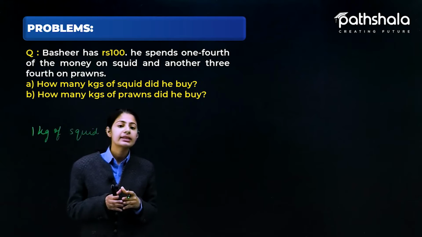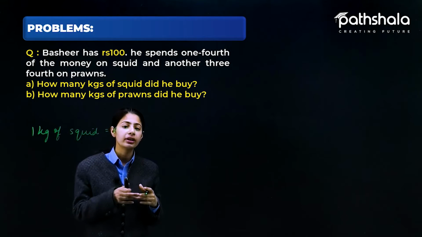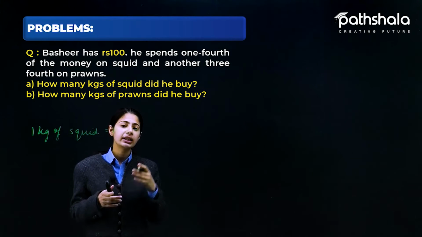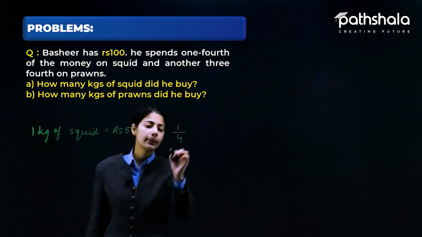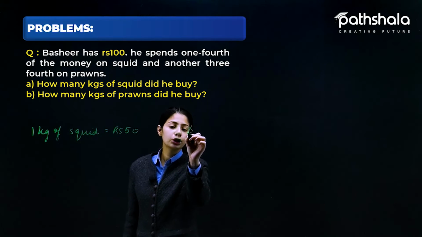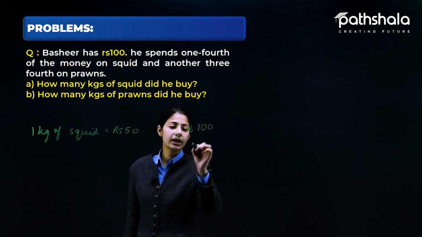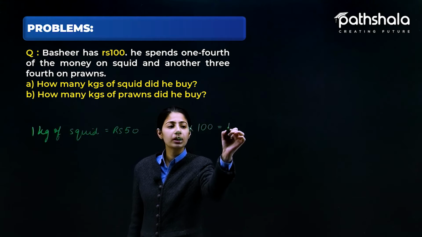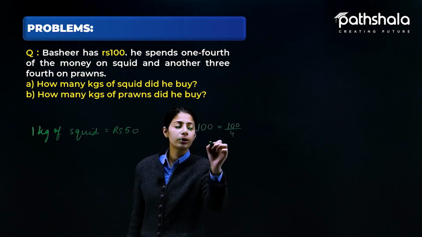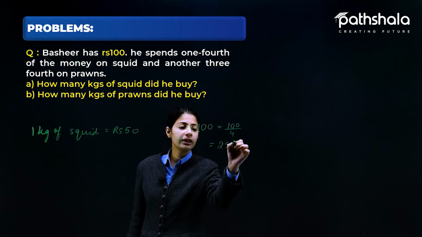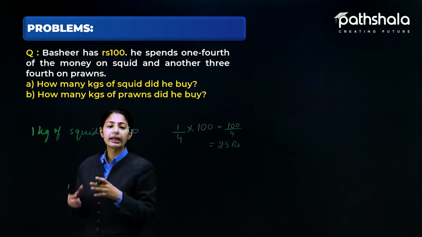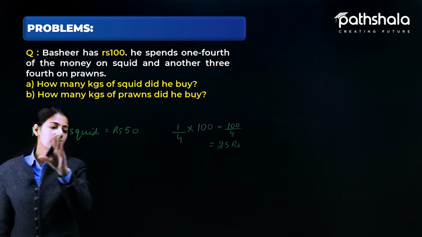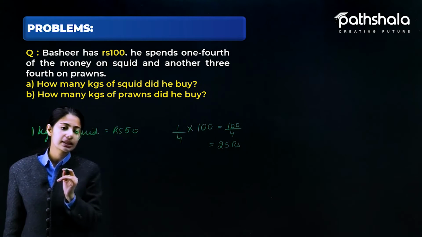So next is Bashir has rupees 100. 1/4 of the money he spends on squid. So 1/4 means 1/4 of the total, and the total we have is 100. So this comes out to be 100 upon 4, that is 25 rupees. So he spends 25 rupees on buying squid. So 1 kg of squid costs rupees 50.